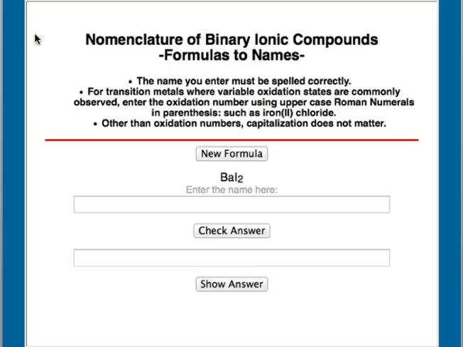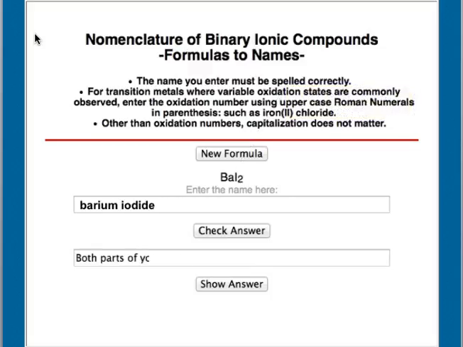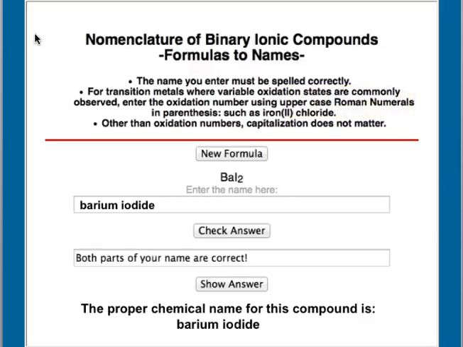First thing we do is we look and we see where barium is on the periodic table. Barium is right down there. It's in group 2. So it's not a transition metal. If it's not a transition metal, you don't have to put the charge, do you? So our first word is simply going to be barium. The anion here is iodine, so we would write iodide. And this would be barium iodide. And by gosh, I got it right.